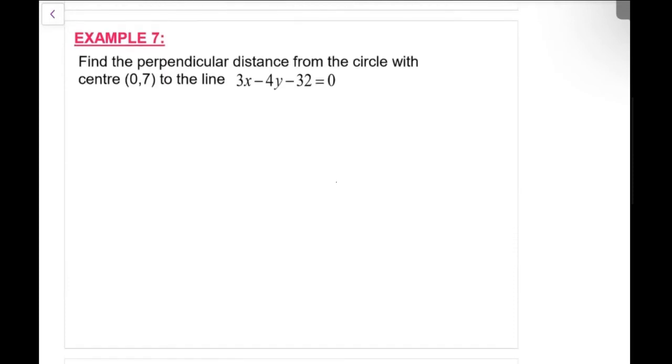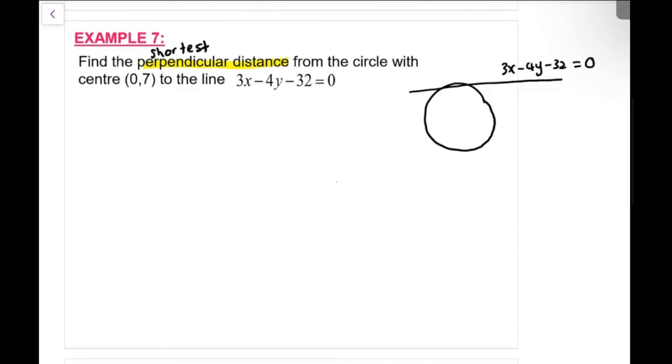Next one. Example 7. Find the perpendicular distance from the circle with center (0, 7) to the line 3x minus 4y minus 32 equal to 0. Here, perpendicular distance means the shortest distance between a point that lies outside of a circle to the center. Alright. So let's say I put here a straight line 3x minus 4y minus 32 equal to 0, and we have a center (0, 7).